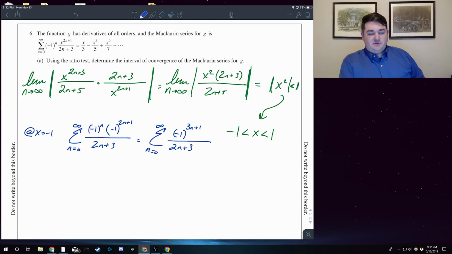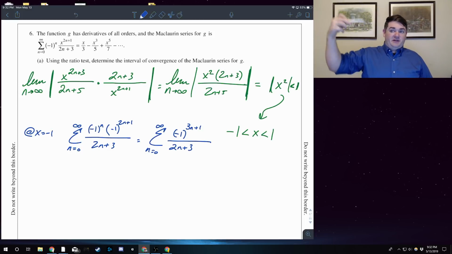Over 2n plus 3. So you may not recognize this. Does 3n plus 1 alternate? If you're not sure, you can plug in values. Like when you plug in 0, you get 1. When you plug in 1, you get 4. When you plug in 2, you get 7, and so on. So you can see it's going up by 3 each time, so it is alternating. So this is an alternating series.